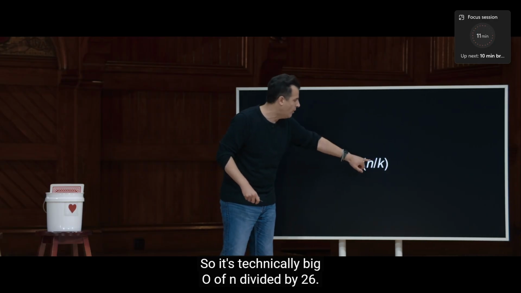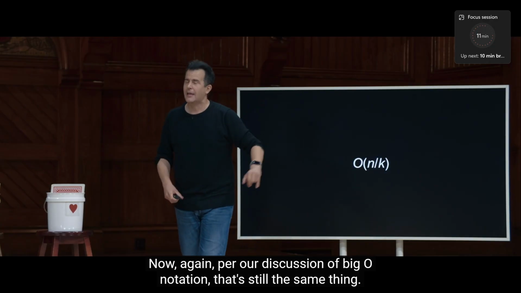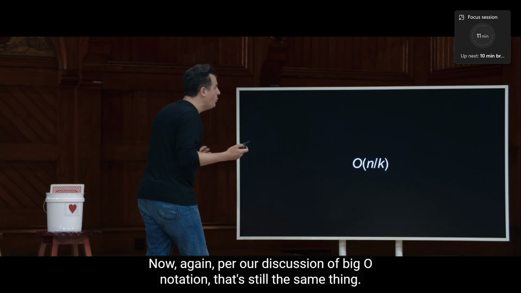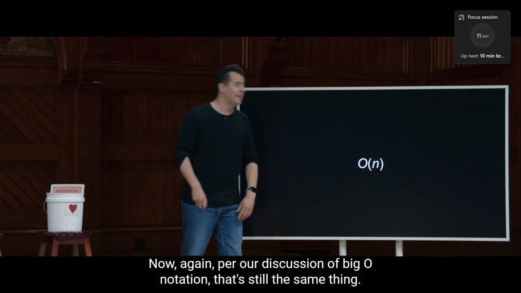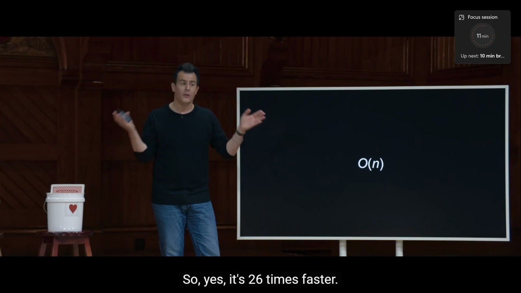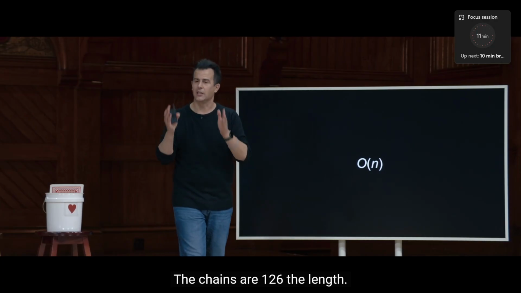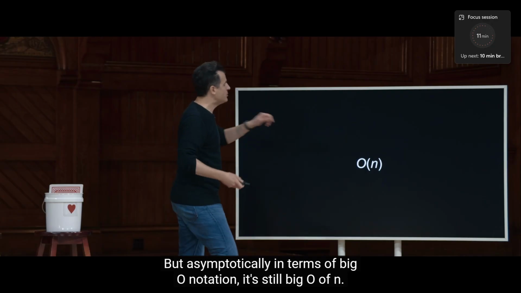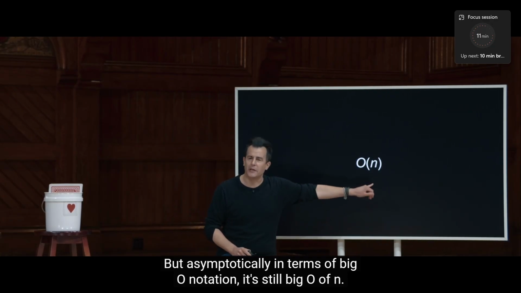So it's technically big O of n divided by 26. Now, again, per our discussion of big O notation, that's still the same thing, right? You get rid of constant factors. So yes, it's 26 times faster. The chains are 1/26 the length. But asymptotically, in terms of big O notation, it's still big O of n.